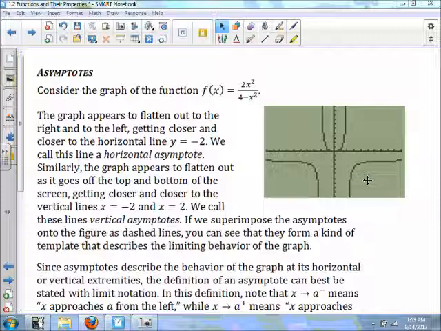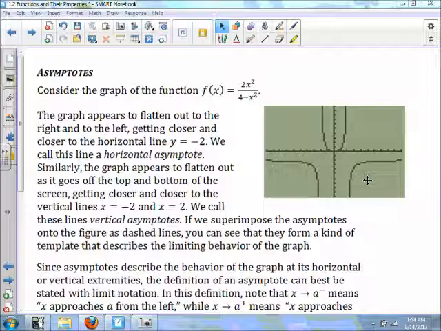Similarly, the graph appears to flatten out as it goes off the top and bottom of the screen, getting closer and closer to the vertical lines x equals negative 2 and x equals positive 2. We call these lines vertical asymptotes. If we superimpose the asymptotes onto the figure as dashed lines, you can see that they kind of form a template that describes the limiting behavior of the graph.